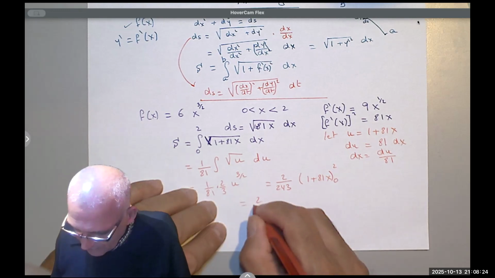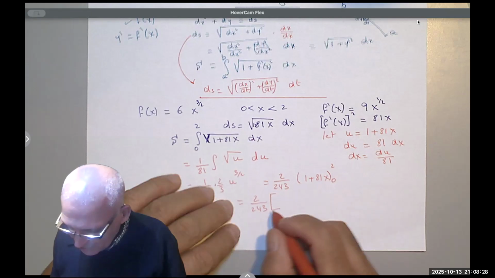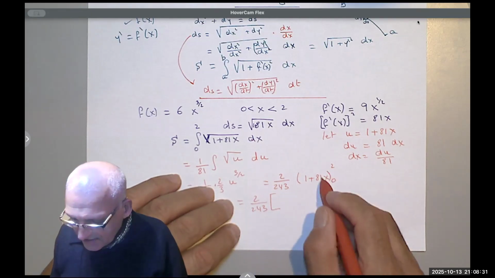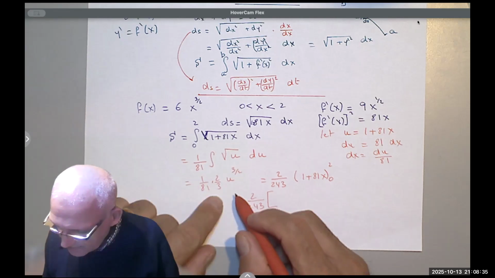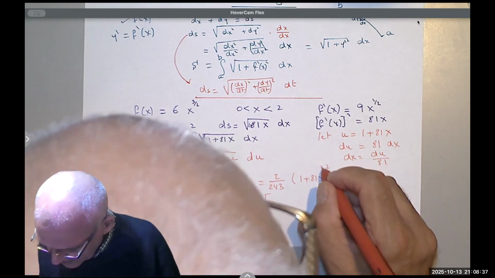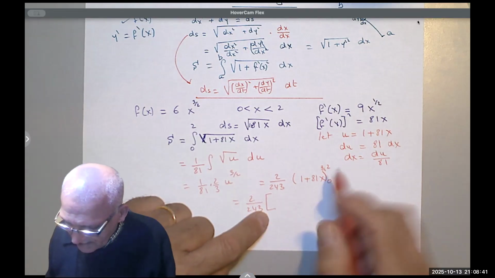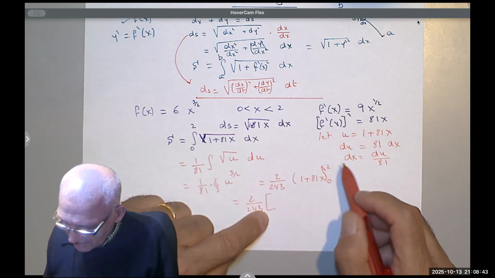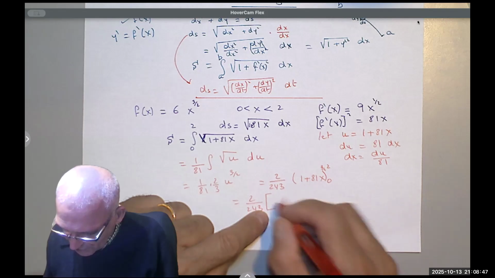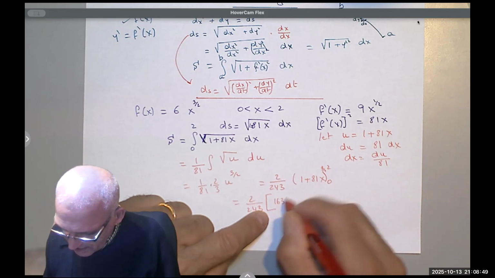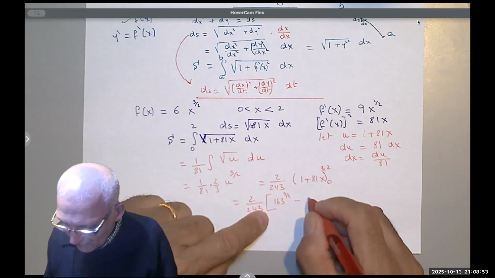So it's 2 over 243 times, when you substitute 2, you get 162 plus 1. I'm sorry, it's over to the 3 halves, right? Why didn't I write that? Okay, so when you substitute 2, you get 163 to the 3 halves minus, and when you substitute 0, you get 1 to the 3 halves.